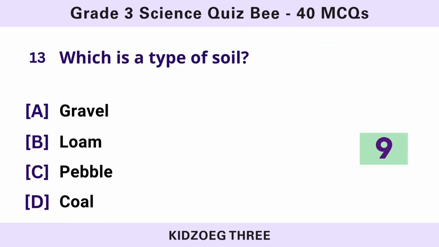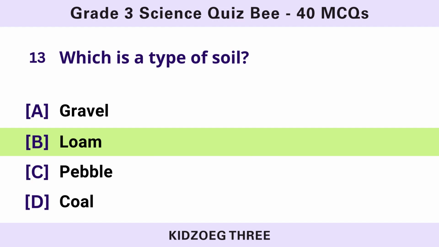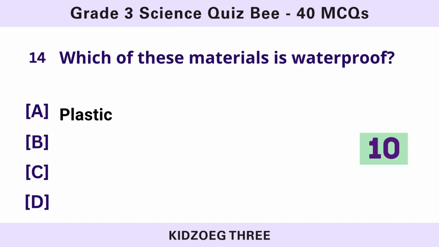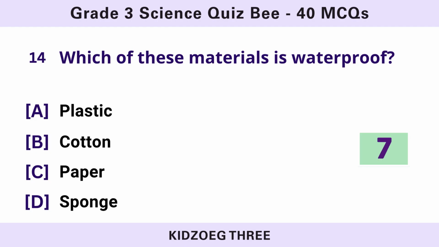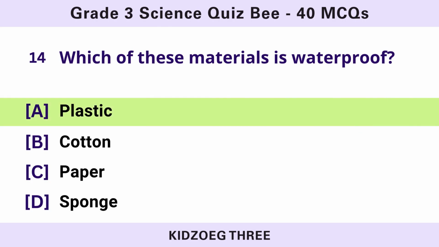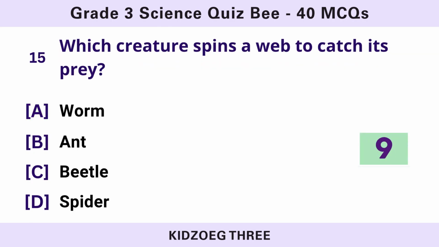Which is a type of soil? Loam. Which of these materials is waterproof? Plastic. Which creature spins a web to catch its prey? Spider.